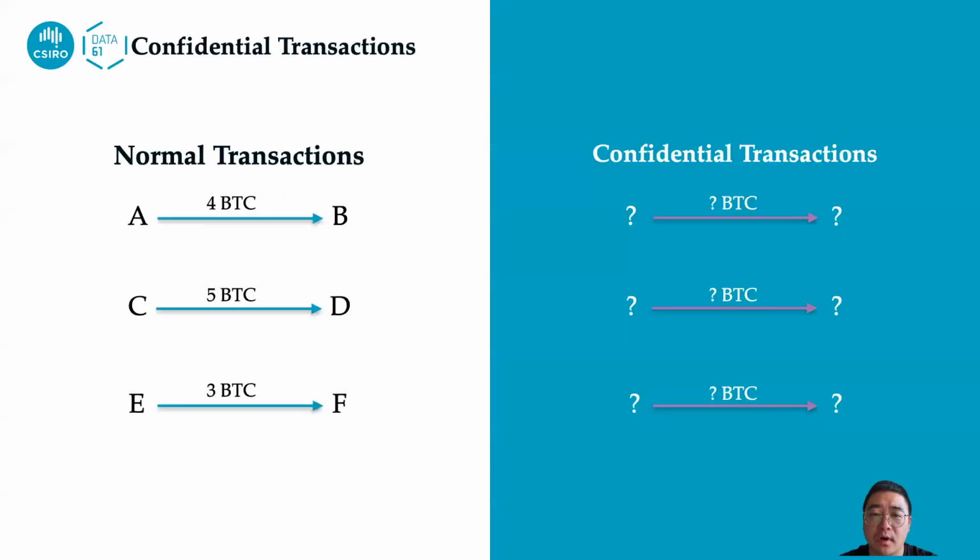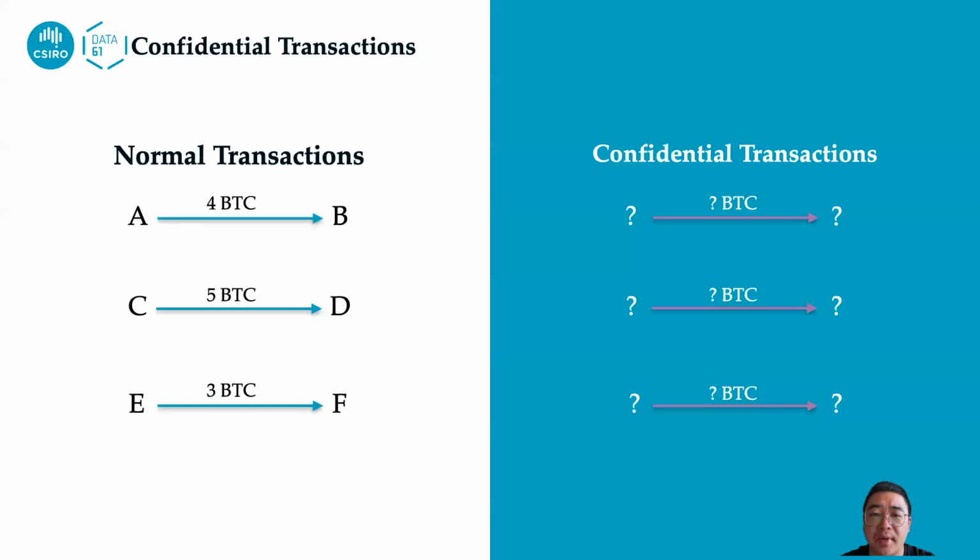Let us see what confidential transactions are. In normal transactions like Bitcoins, the transaction amount is publicly visible. In confidential transactions, the transfer amount is hidden from outsiders. Only the transacting parties know the transfer values. Some confidential transaction schemes even hide the sender and the recipient by using other cryptographic techniques.